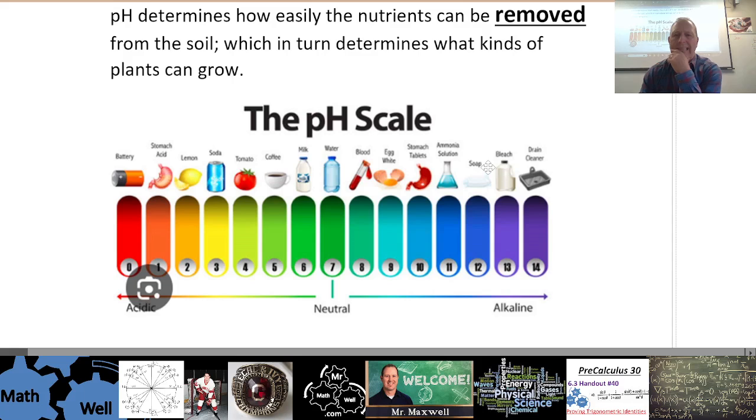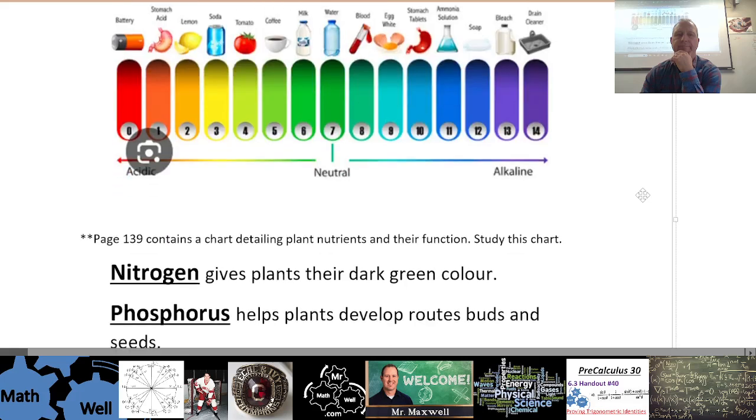Anyways, so bleach, oven cleaner, drain cleaner, very basic. And another word for basic is alkaline. So acidic, basic, alkaline, basic. So yeah, pure water is pretty neutral. That's about 7.